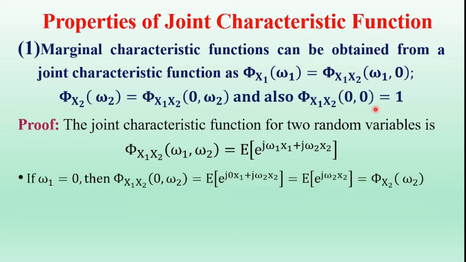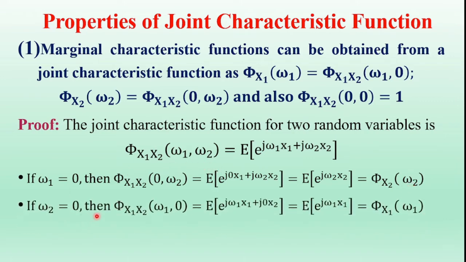First, substituting omega 1 equal to 0 into this expression, we get phi x1 x2 of 0 comma omega 2 is equal to the expectation of e power j omega 2 x2. This expectation of e power j omega 2 x2 is the single random variable characteristic function definition, which is phi x2 of omega 2. Next substitute omega 2 equal to 0 into this equation, then phi x1 x2 of omega 1 comma 0 is equal to the expectation of e power j omega 1 x1. This is the characteristic function of the single random variable x1, that is phi x1 of omega 1.